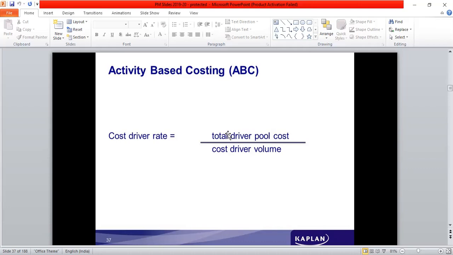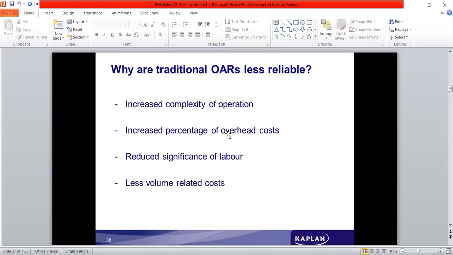So the cost driver for every overhead item, one rate will be calculated. As many number of overheads are there, that many number of overhead rates will be calculated. Traditional costing, with one or very few overhead rates, the total costs are allocated. But here, as many number of overheads are incurred, that many number of overhead rates would be calculated under ABC.